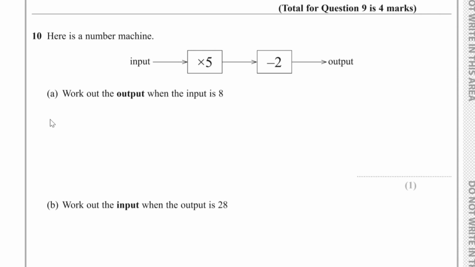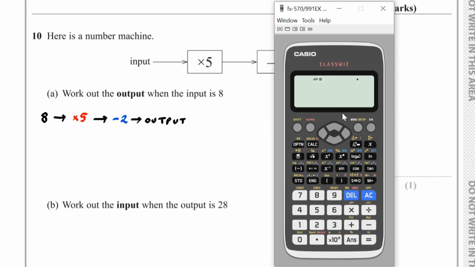So we input 8, and then after this we times by 5, and then after this we subtract 2, and then we get our output. So we have 8, and then we times it by 5, we then subtract 2, we get our output as 38.